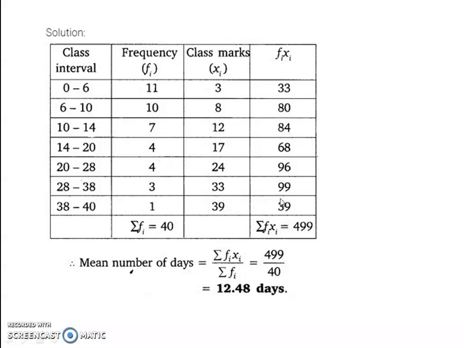Add all these terms. Students, you can see no negative terms are here. So, add all this. You will get 499 and add all the frequencies given in the question. You will get summation of fi, that is 40. 499 divided by 40. Your answer will be 12.48 days. Next, we'll find it in the next video.